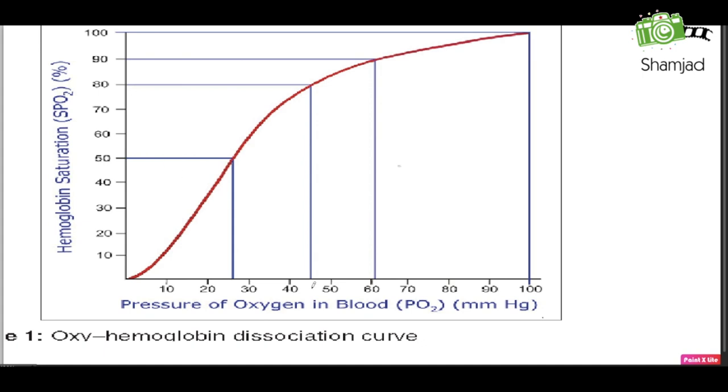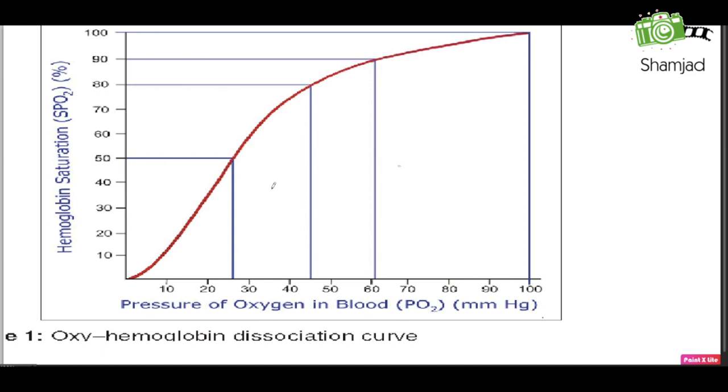As I explained before, where the partial pressure of oxygen is high, that's the time the hemoglobin is attaching with, or binding with, the oxygen molecules. We call it affinity of oxygen for hemoglobin, which will be high with high PO2. Okay, so if the PO2 is declining towards zero, let's suppose it is 25, the SPO2 declines to 50.